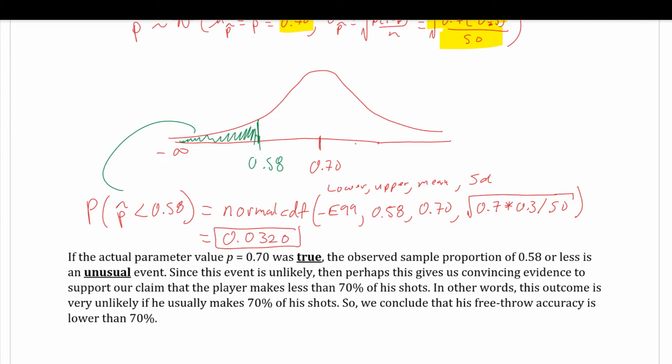Since this event is unlikely, then perhaps this gives us convincing evidence to support our claim that the player makes less than 70% of his shots. In other words, this outcome is very unlikely if he usually makes 70% of his shots. So we can conclude that his free throw accuracy is lower than 70%.